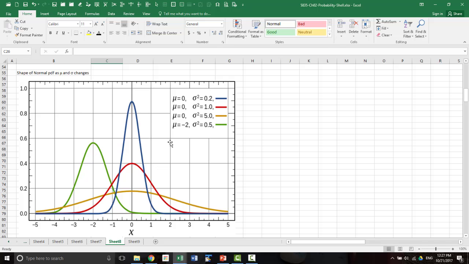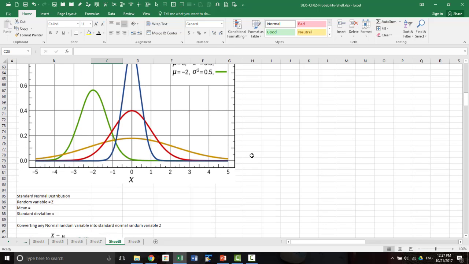The mu value is the central value. So mu can be any number, positive or negative, and sigma has to be positive because it is the positive square root of variance. Variance is positive, so standard deviation is positive.